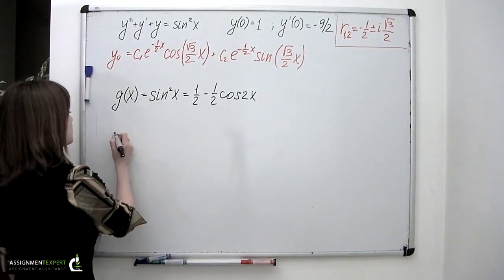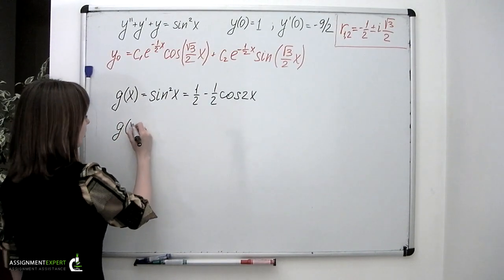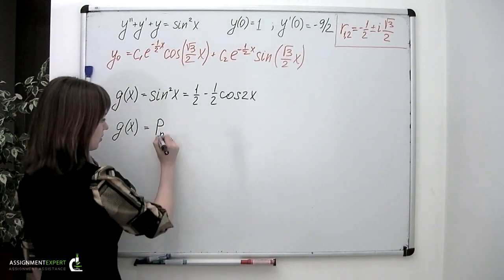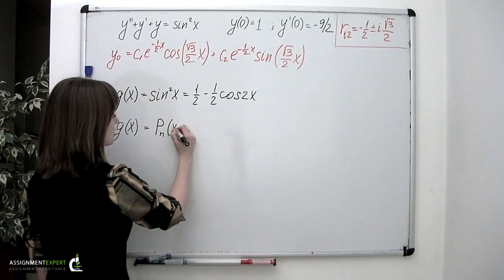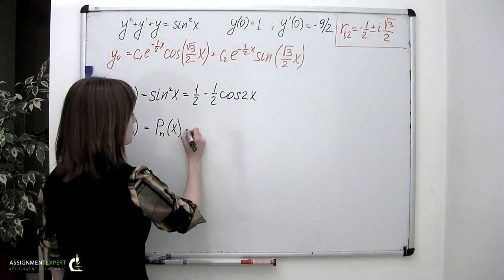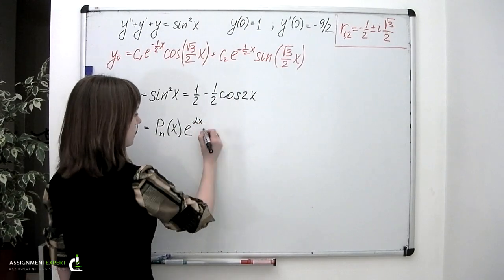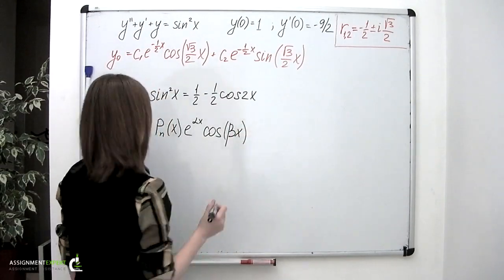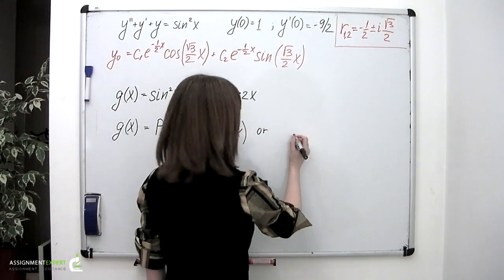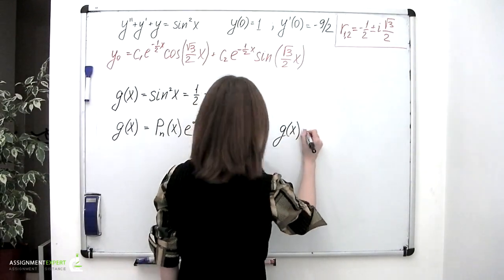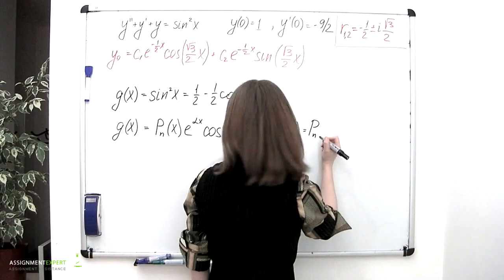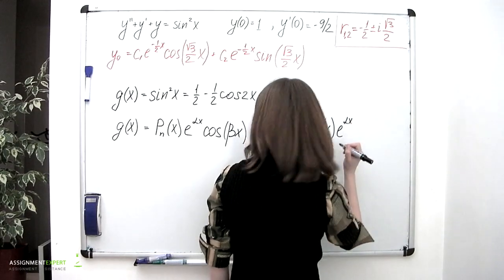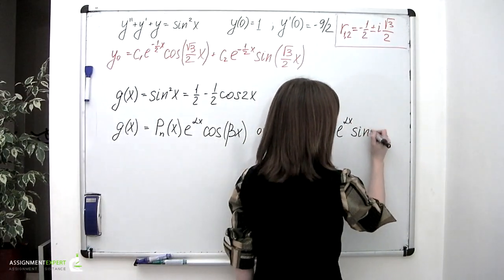In general case, if this non-homogeneous term is given in the following form, p sub m of x times e to the power of alpha x times cosine of beta x, or g of x equal to p sub n of x times e to the power of alpha x times sine of beta x.